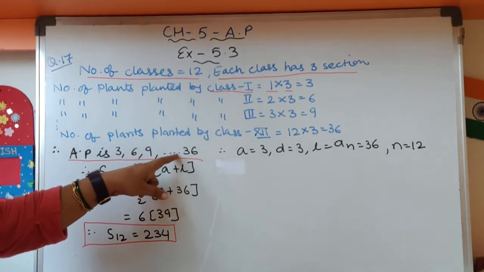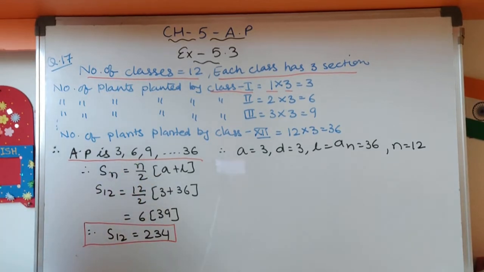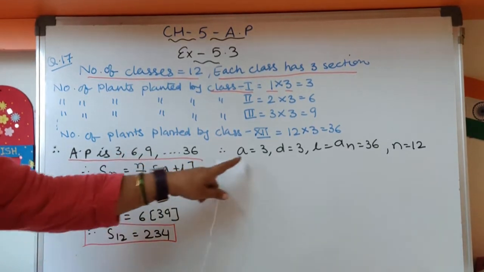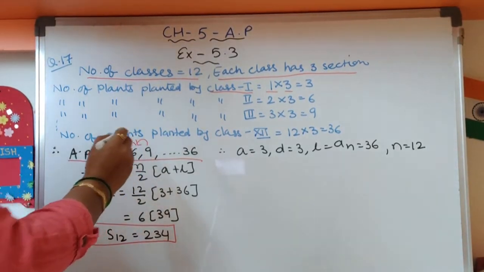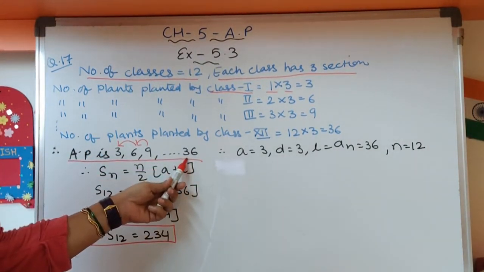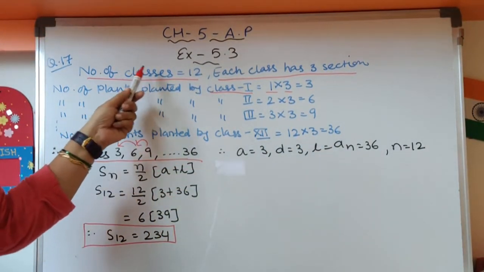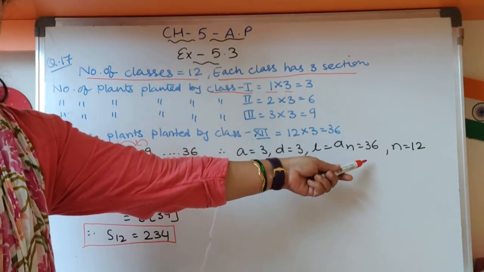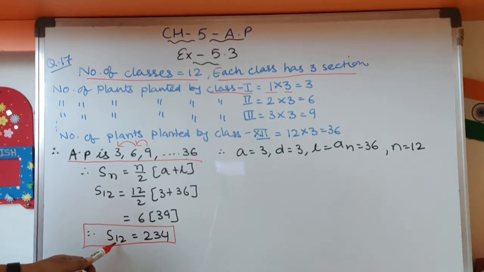Okay, as it is a finite AP, we are going to use Sn is equal to n by 2 (A + L). Now we have A is 3, a common difference 6 minus 3 is 3, 9 minus 6 is 3, it means D is equal to 3. As it is a finite AP, last term is equal to An is equal to 36, and as total number of classes are 12, small n is equal to 12. So after substituting all these values, we got that sum of trees for the 12 classes is equal to 234.